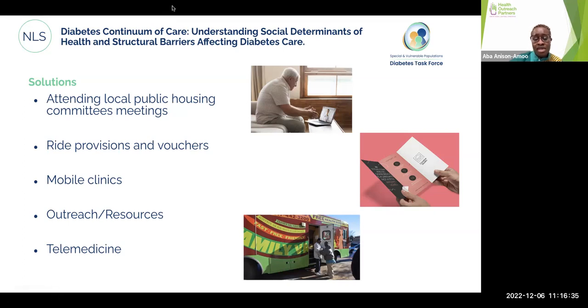Outreach and resources are also another medium by which we can help educate and create trusting relationships with patients. HOP has a great resource on outreach and transportation.